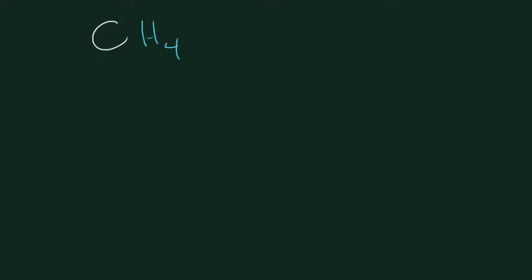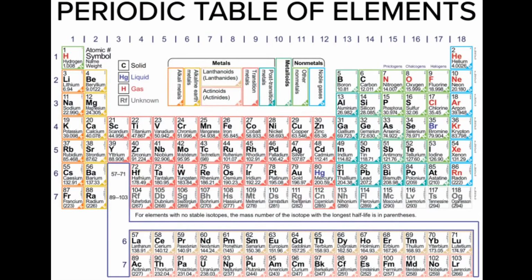Alright, now let's try CH4. Let's go back to our periodic table. Carbon has 4 valence electrons since it's in group 14. Hydrogen has 1 valence electron since it's in group 1.